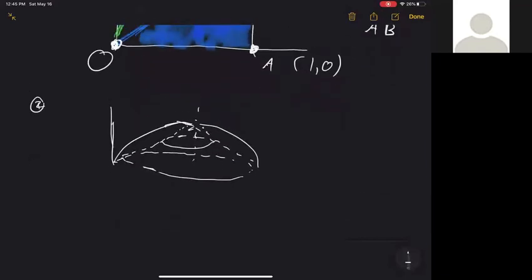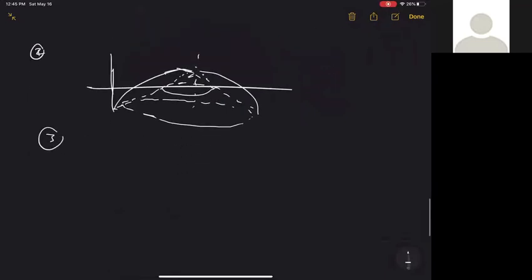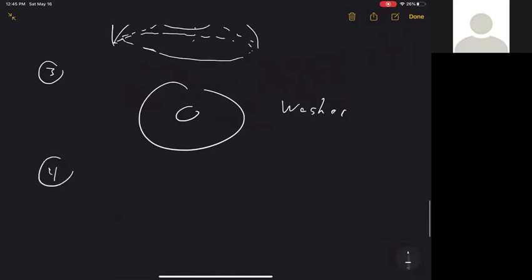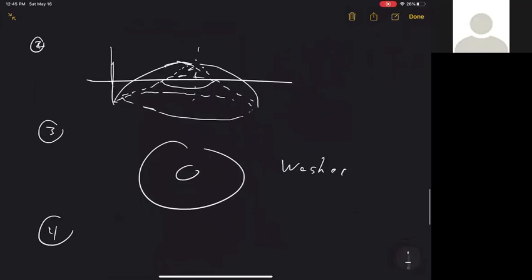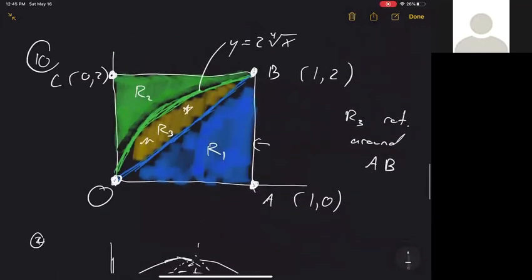So I've rotated around a vertical line, so I want to do everything in terms of y. If I'm taking cross sections like that, I lay them flat out on the page. I see there's empty space in the middle, so it's going to be a washer. For that I need the outer radius and the inner radius.